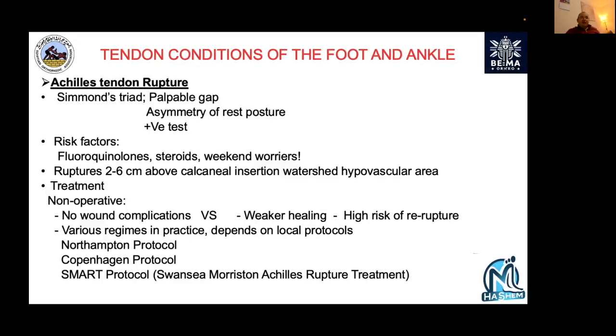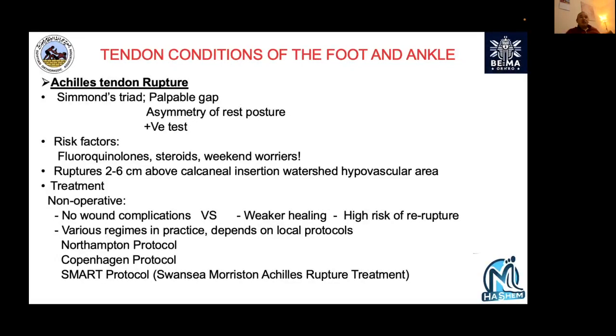Again, in the exam, if you have an intermediate case of Achilles rupture or a viva, you need to remember the risk factors. You have to ask about the steroids, you have to ask about the quinolones, you have to ask about the weekend warriors, which is the people who are keen on doing extraneous activities over the weekend. So if the patient is lax all week, doing whatever he's doing with no exercise, and comes at the weekend doing very strenuous exercise and very strong exertion, this is at high risk of rupture of the Achilles.